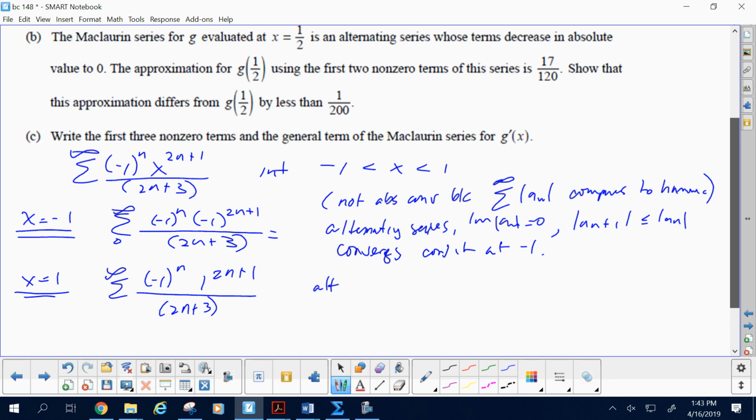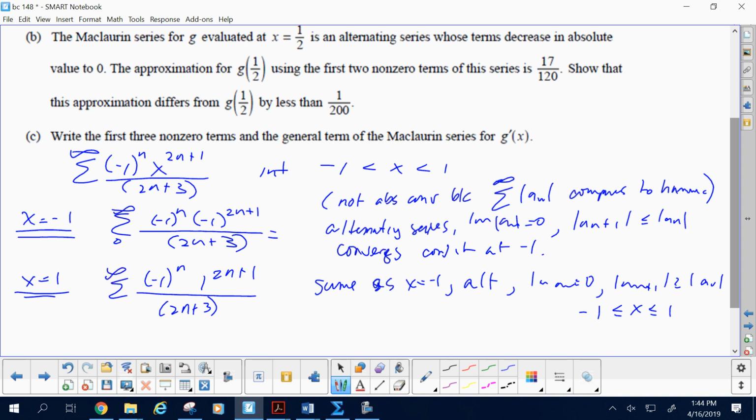You could actually say same as x equal -1. It's alternating. Limit of the terms is 0 and decreasing. So it is converging at the right endpoint, and that's where I'm getting an answer of -1 to 1 inclusive of both. Are we good?